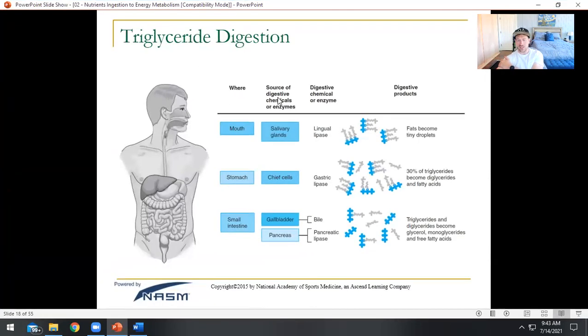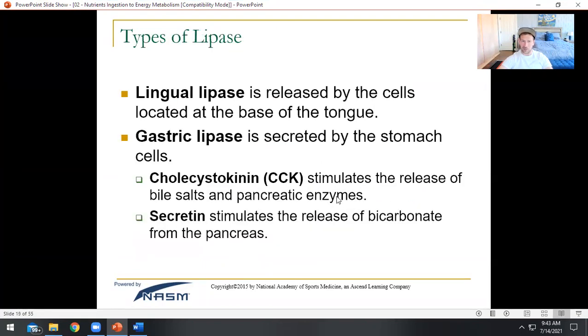So triglycerides, a few of them are going to be broken down in your salivary glands. You do have this stuff called lingual lipase, which is similar to salivary amylase, except that it's lipase, so it breaks down lipids, right? But then some of it will also happen in your stomach, a little bit of gastric lipase as well. But for the most part, the heavy lifting of fat digestion takes place in the small intestine, thanks to your gallbladder and pancreas, where you're really using those bile salts to break everything down.